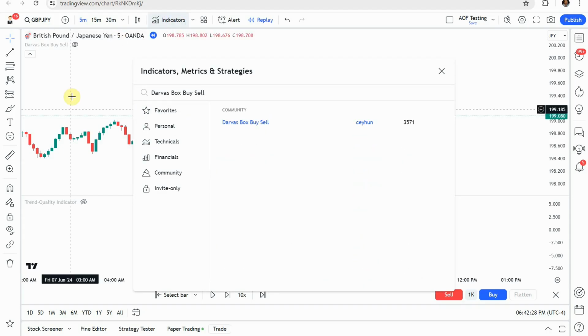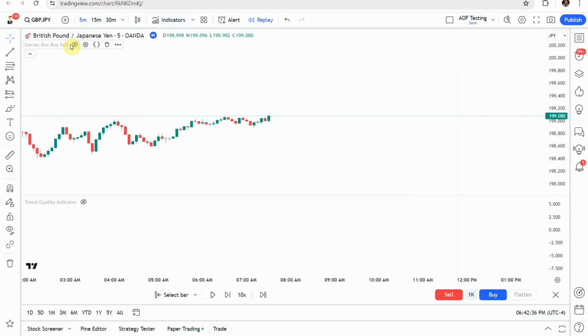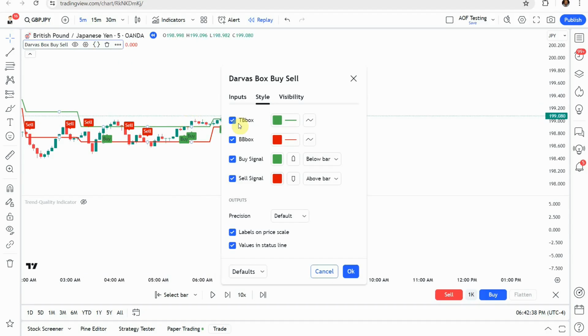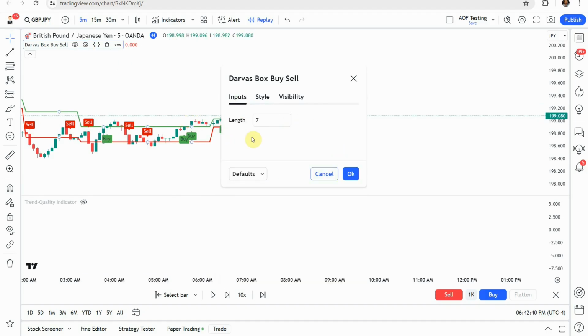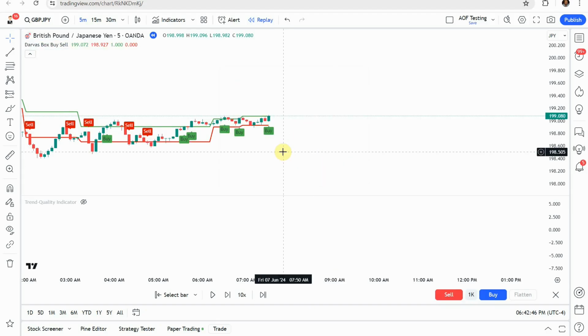The first indicator we will add to the screen is going to be the Darvis box buy sell indicator, this one right here. Go ahead and click on that and add it to the screen, and click on the settings. Go to the inputs, and under the length, you're going to change that to 7. Click OK, and everything else stays on the default settings.